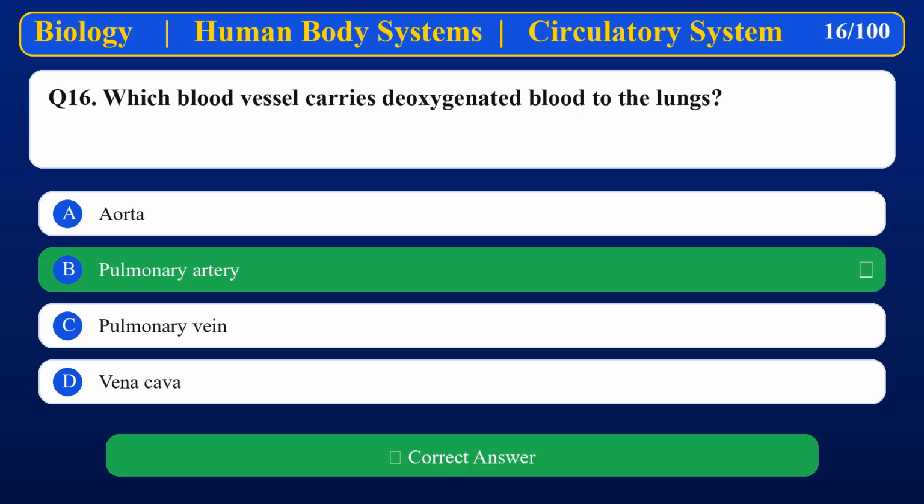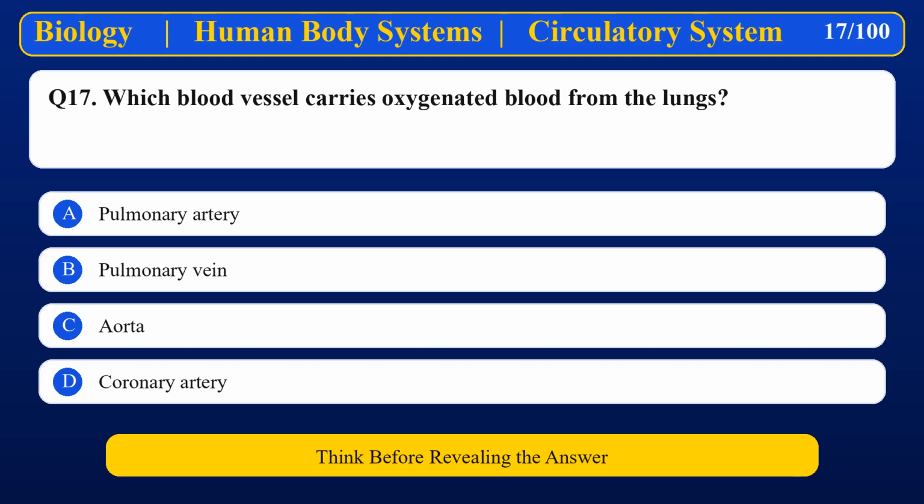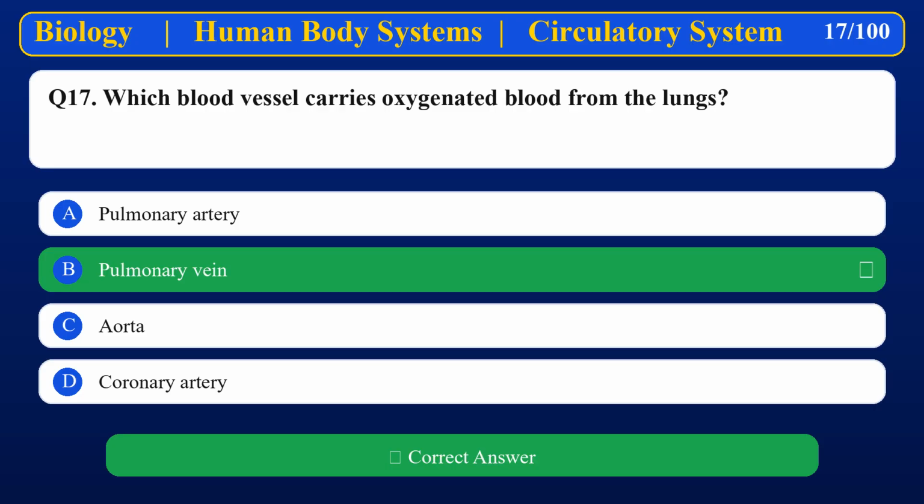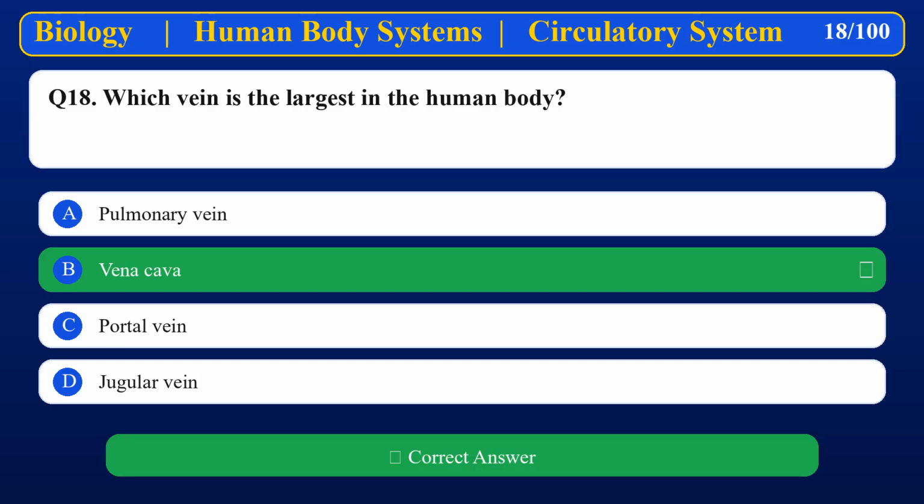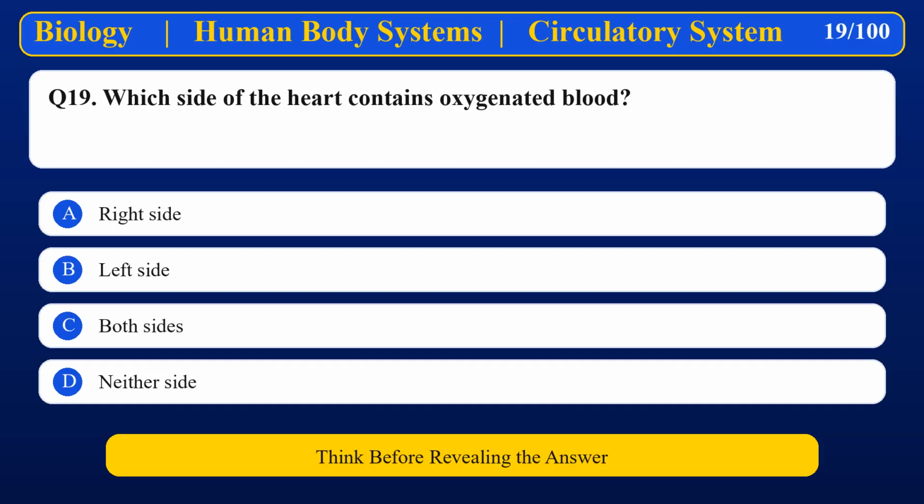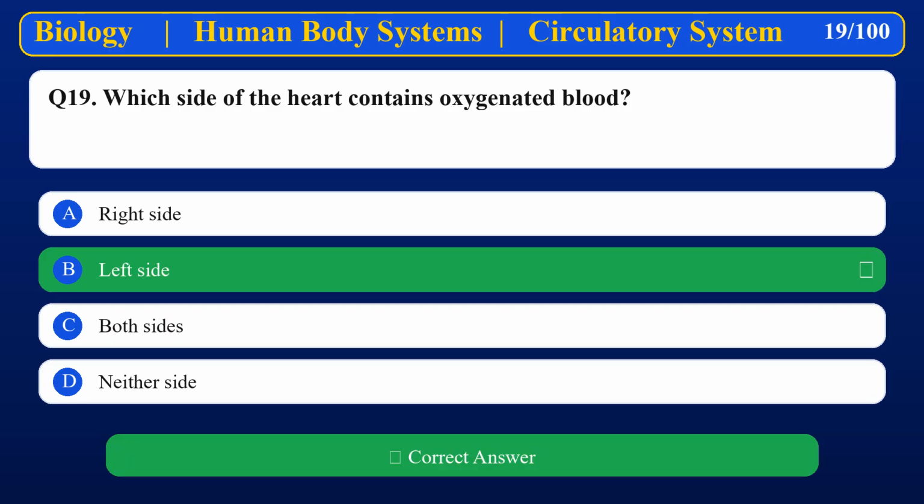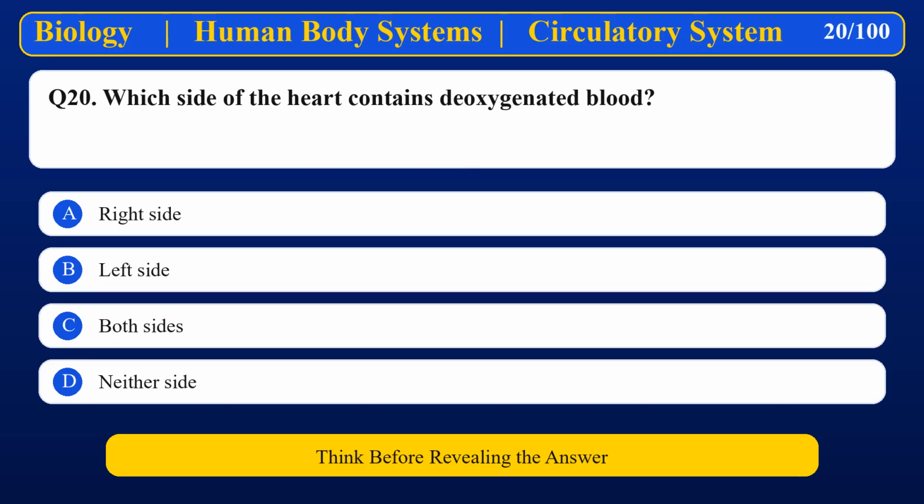Pulmonary artery. Which blood vessel carries oxygenated blood from the lungs? Pulmonary vein. Which vein is the largest in the human body? Vena cava. Which side of the heart contains oxygenated blood? Left side. Which side of the heart contains deoxygenated blood?